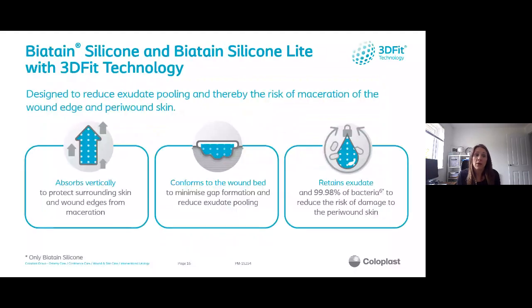So the type of dressing I'm talking about here is Biatain Silicone or Biatain Silicone Light with 3D fit technology. They will absorb vertically, so they'll protect the surrounding skin from any maceration or any damage to the wound edges. It will conform to the wound bed of up to 2 centimeters in depth, meaning that you don't need a primary dressing underneath. You don't need to be using any sort of filler. It will conform down into the wound bed and create an intimate contact with the wound bed. So if we have an irregular wound bed, then it will manage that for us.